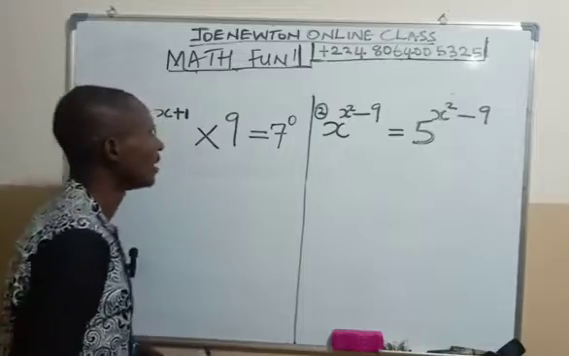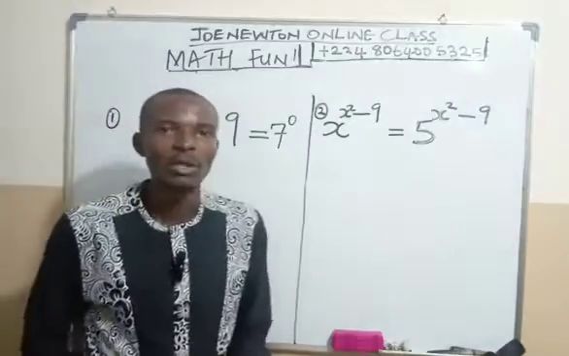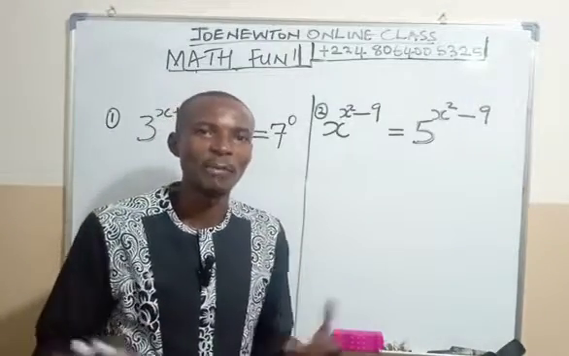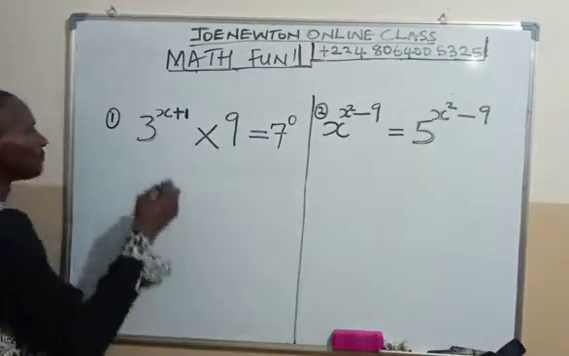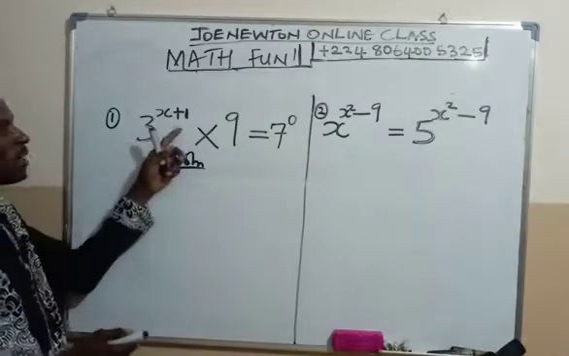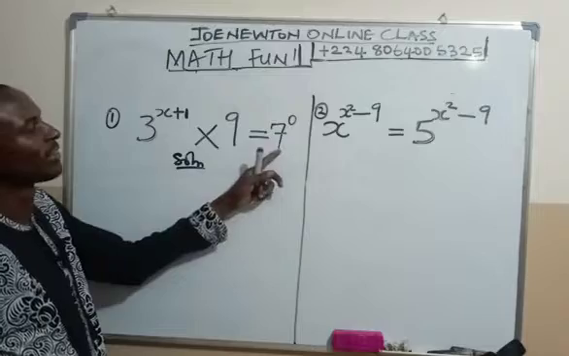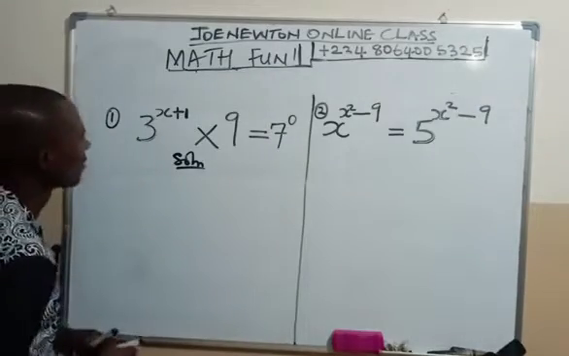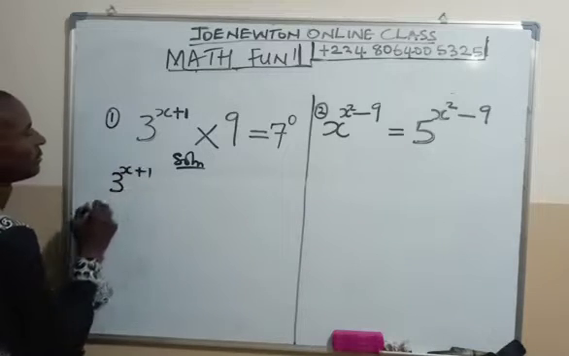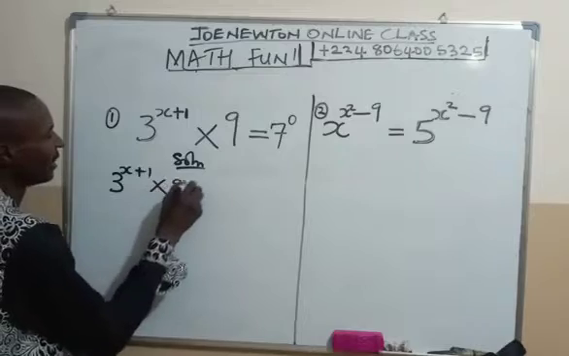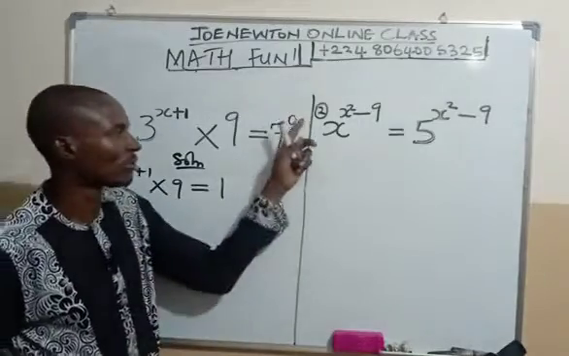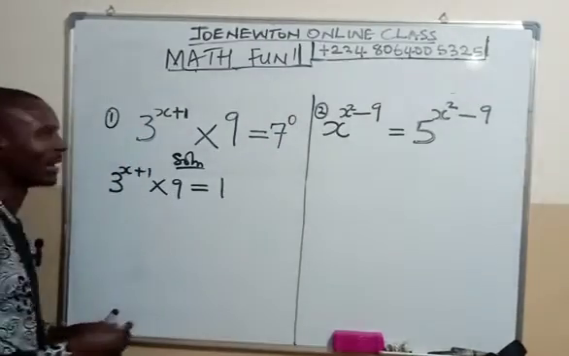Now on the board we have an exponential task. So let us hack it by tricks and by conventional evaluation combined together. Look at this. For the first one, we have 3 power of x plus 1 times 9 is equal to 7 power of 0. Of course, we know that this will become 3 power of x plus 1 times 9 is equal to 1. How? Any number raised to the power of 0 is 1. So do not be distracted by that.